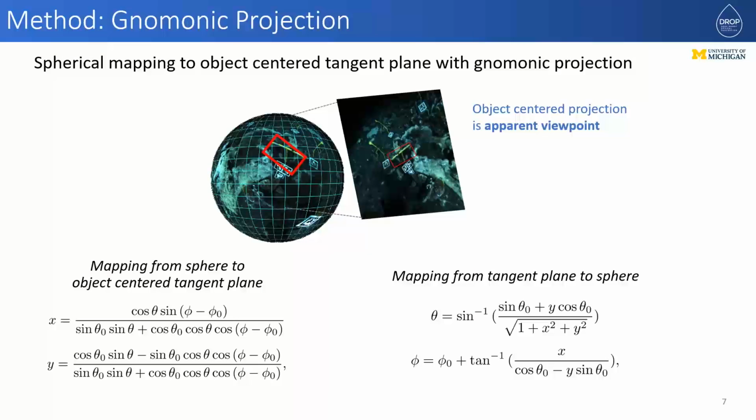We then define the apparent viewpoint as the gnomonic projection from the sphere onto the object's centered tangent plane. This gnomonic projection is core to our method of regressing the object's 6D pose from the region of interest proposals on the distorted fisheye image. The orientation of the object is regressed relative to the apparent viewpoint, and then a rotation correction is applied to recover the true orientation relative to the spherical coordinate system.